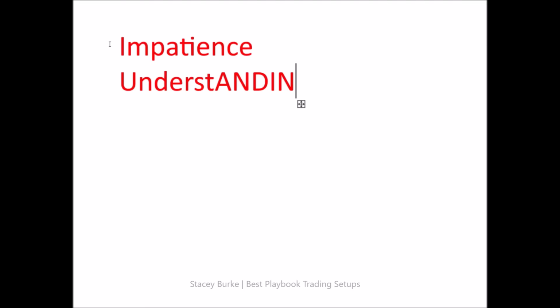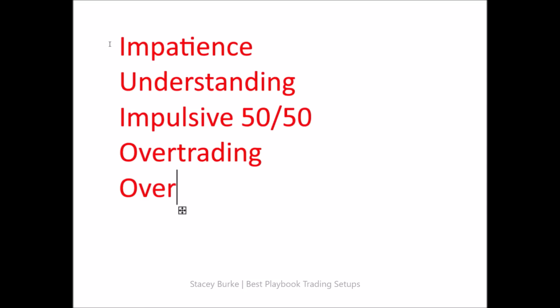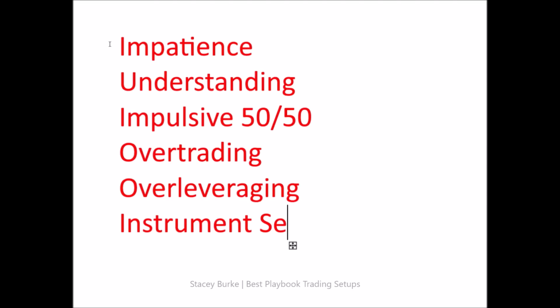So there are things that I can't control. I can't control a trader's impatience. I can't control their lack of understanding in terms of the setups and the templates. I can't control their impulsive trades that they take that are 50-50. Okay, over trading, over leveraging on poor quality setups. I can't control any of that. I can't control the instrument selection. I can't control what traders do outside their routine or their process.